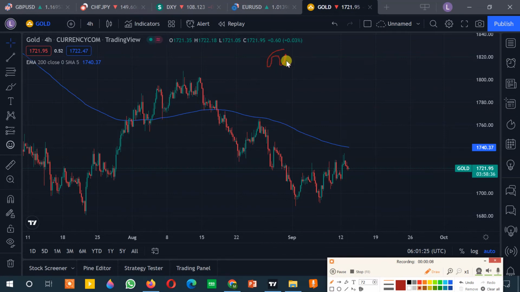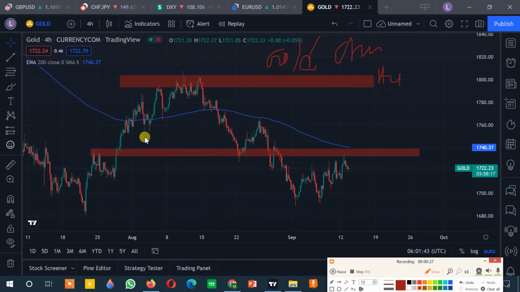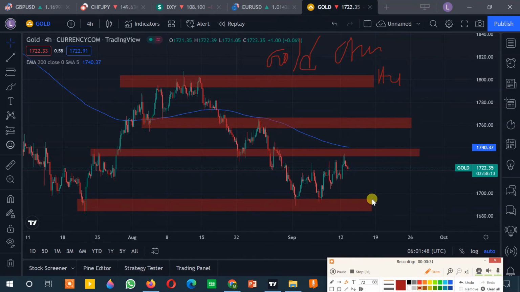It's the gold chart, H4. In this chart, first off, we are breaking a resistance area. This is another resistance area. It's another resistance area. It is a support area. We can make here blue color, support area.